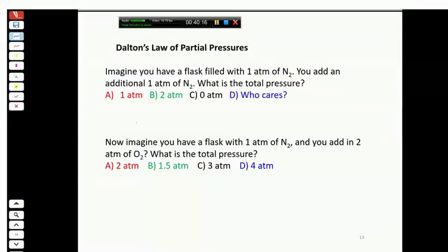C is 0, or D is who cares. Hopefully not many of you say that one. So what do you think the answer would be? So I heard a few people say it. So yeah, the correct answer is B.